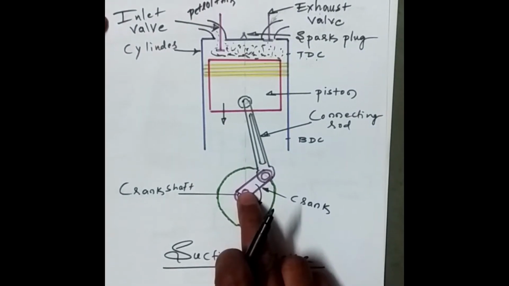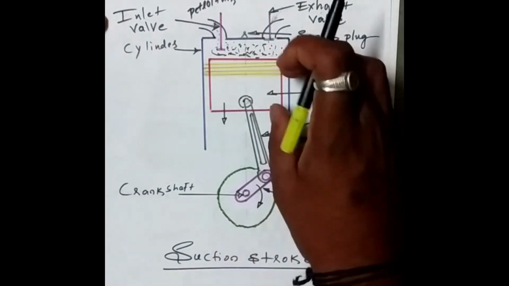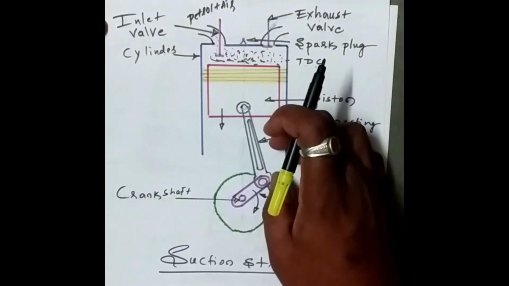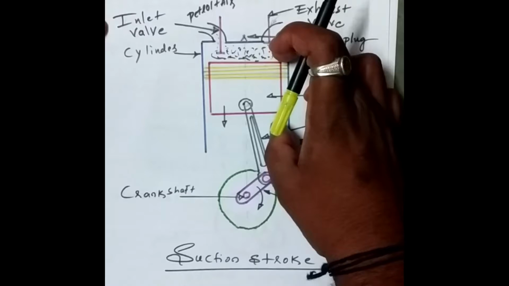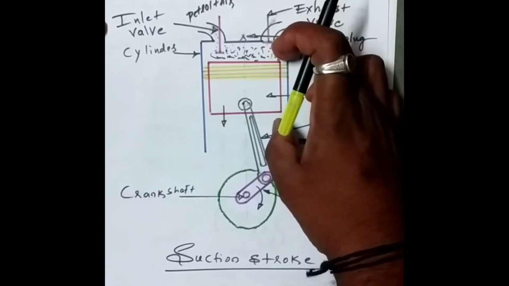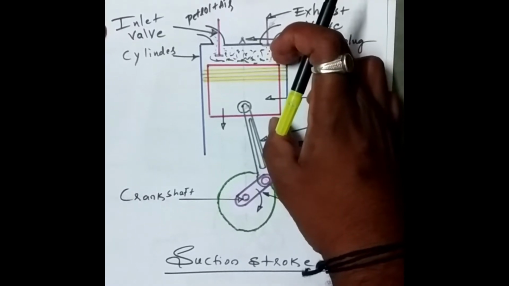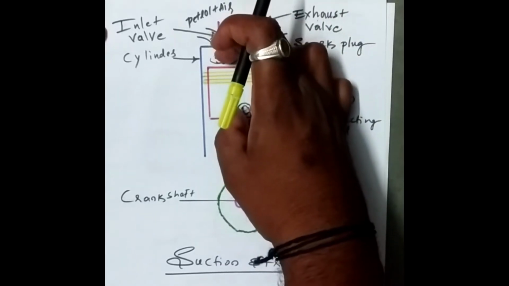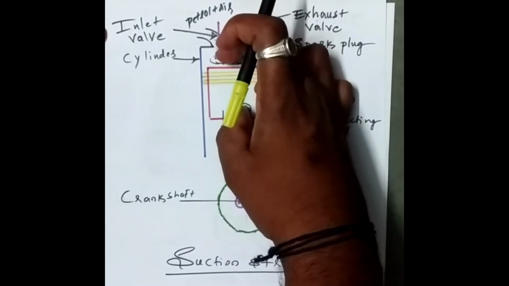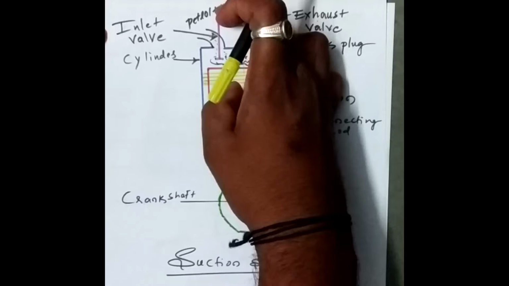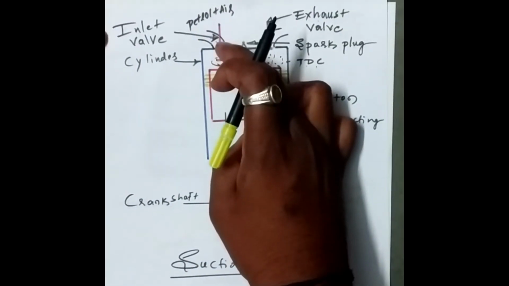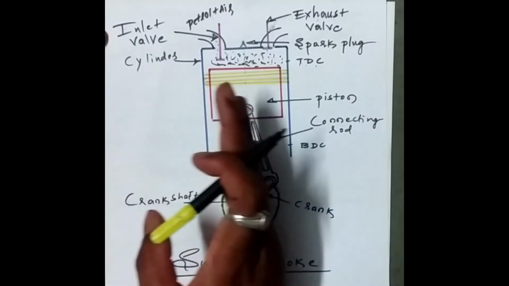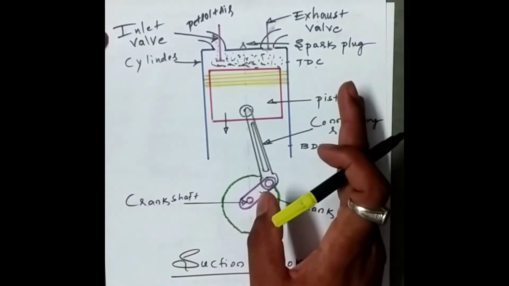As the suction stroke begins, the piston is going to move from TDC to BDC. When the piston moves from TDC to BDC, the volume inside the cylinder increases, and that creates a partial vacuum, and that makes the inlet valve get opened up. When the inlet valve opens, the petrol air mixture from the carburetor is going to enter. So this is the process.